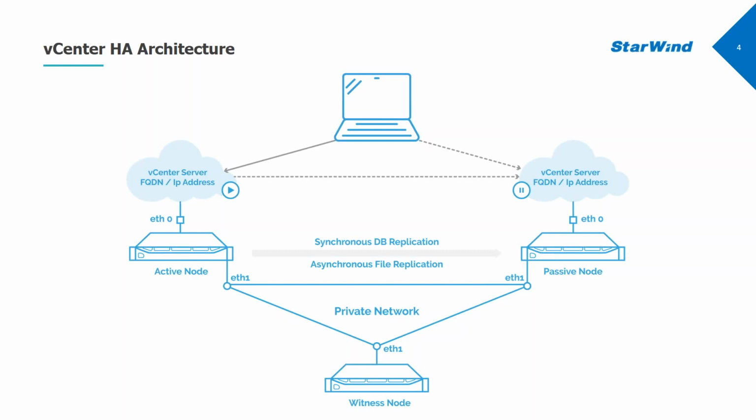Also I want to mention that we have two networks here. First, I'll call it Ethernet 1. It's the private network between the nodes. And the second, Ethernet 0, it sends the management network on the top to the clients. And this is pretty much all about the vCenter HA architecture. It's easy, and we're just going to jump into the live demo.